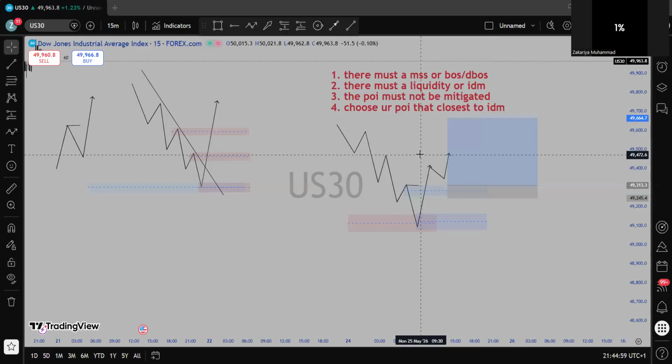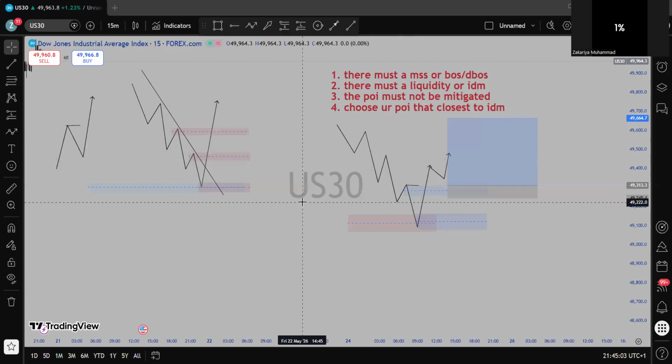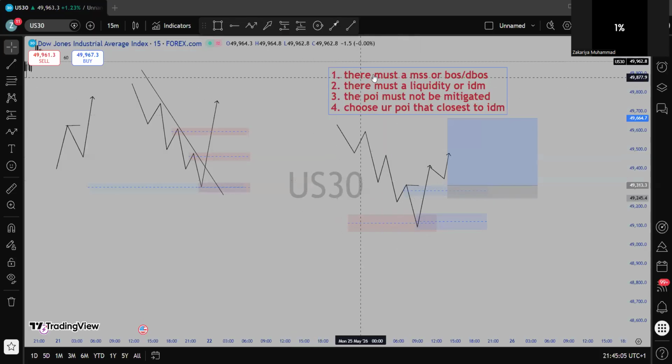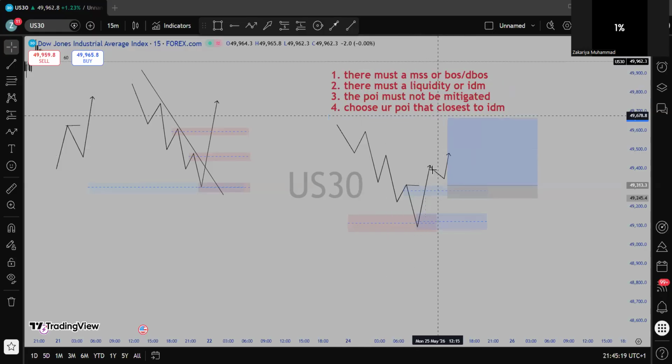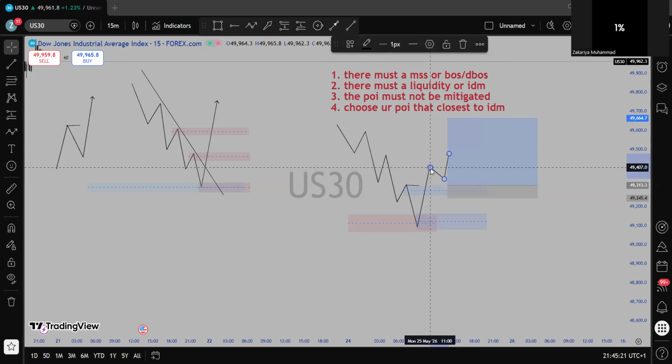I'm going to recap and explain this again in a short time, and I'm going to show you inside the chart. I said the first rule says there must be a market structure shift or a break of structure or multiple breaks of structure. Any one can do. Either market structure shift or break of structure or double break of structure. Then there must be a liquidity. Liquidity can be trend line liquidity or inducement liquidity.